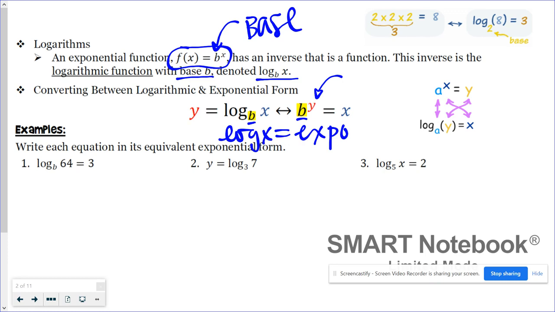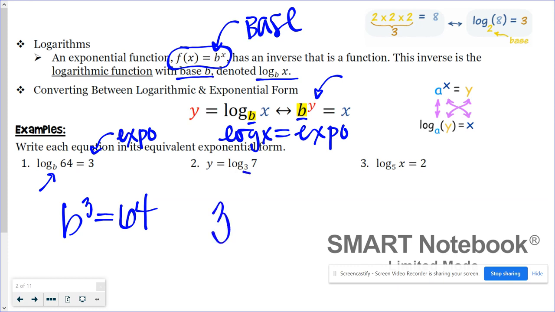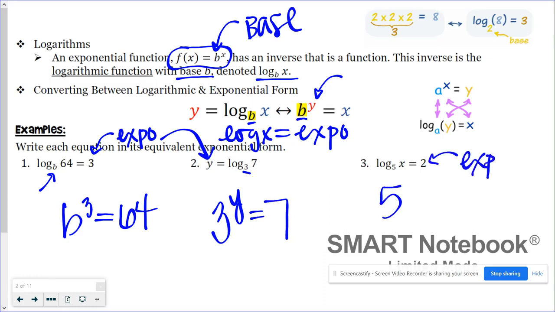So the base of my log is also the base of my exponential function. The log always equals the exponent. Okay, so b to the third power equals, and then I just fill in the rest. So the base of the log is the base of the exponential. The log equals the exponent, and we fill in the rest. Base of the log, 5. It's the base of the exponential. The logarithm is equal to an exponent, so my exponent is 2, and then I fill in the rest.